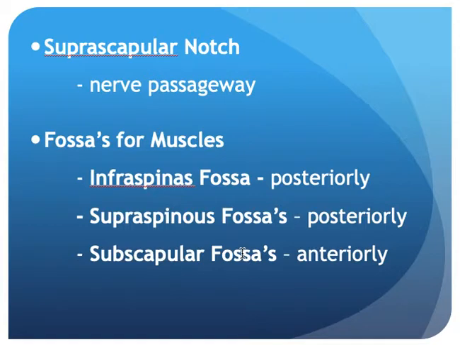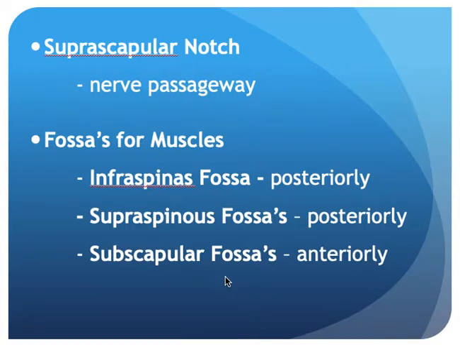Okay, we're also going to get a suprascapular notch, which is just a passageway for some nerves, and then we're going to get a bunch of fossas: the infraspinatus fossa, supraspinatus fossa, and subscapular fossa. These are the fossas that your rotator cuff muscles are going to kind of sit in. We get two in the back, for the infraspinatus and supraspinatus, and then we get one big fossa in the front, which is the subscapular fossa.